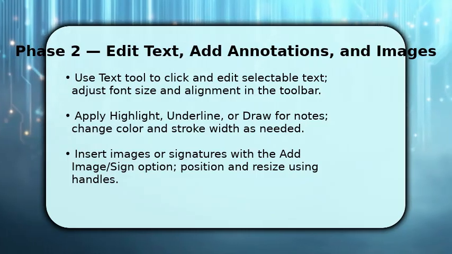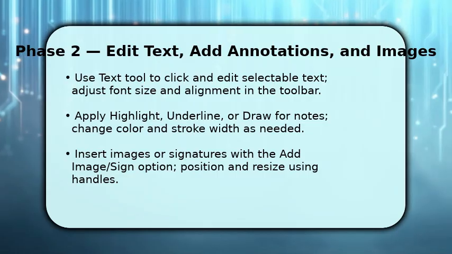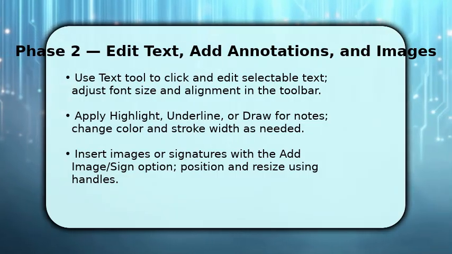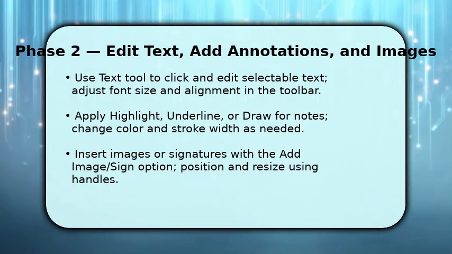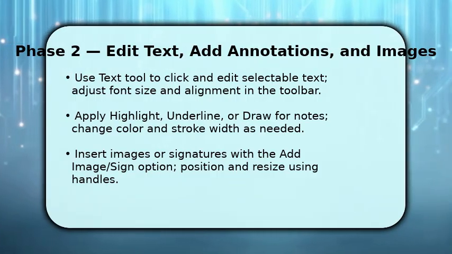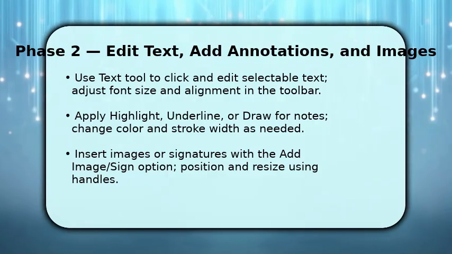Once done with text, switch to Highlight or Draw to mark important lines, and change color or stroke width to maintain clarity. If you need a logo or signature, choose Add Image or Sign, then click and drag the corners to resize. Make sure to place elements so they don't overlap critical content.